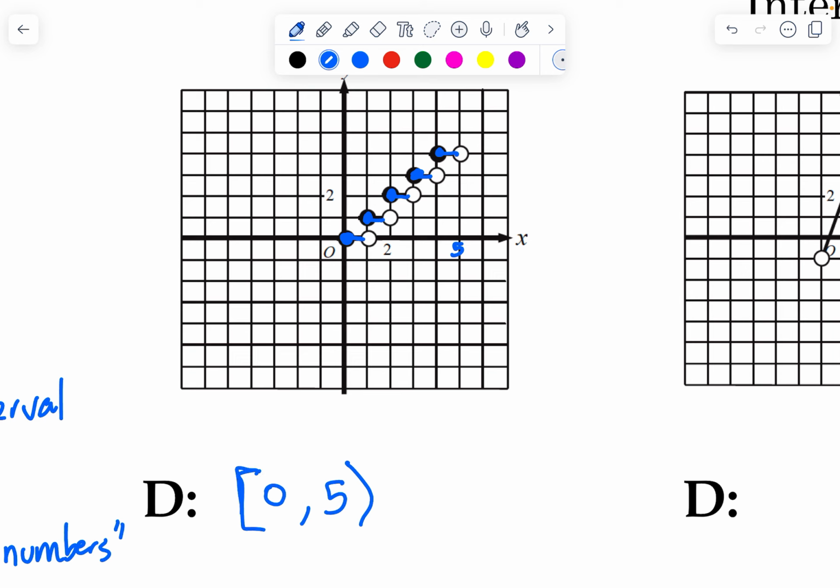And I like to tell my kids, I'm not grading your handwriting, but I'm grading your handwriting. If it's not obvious to me that one is a hard bracket and the other is a soft bracket, then I'm going to take off points.